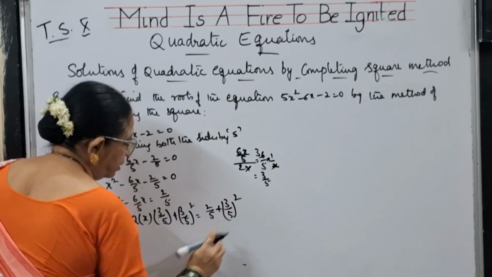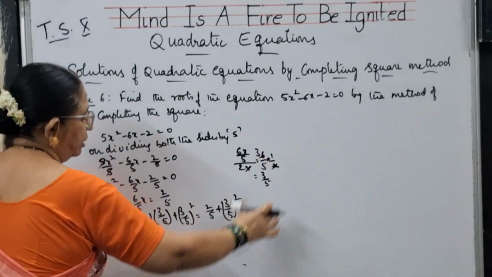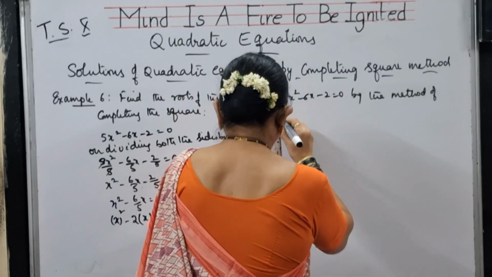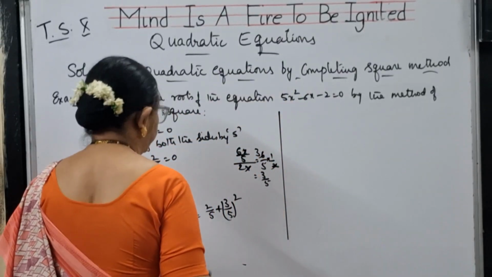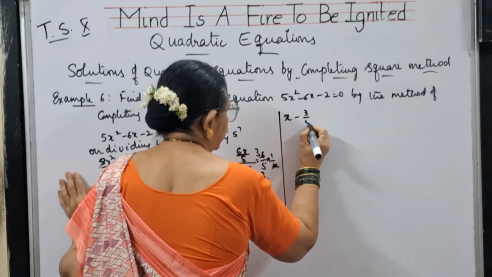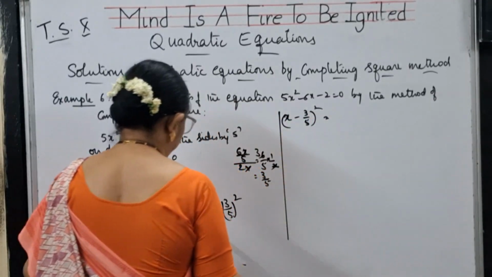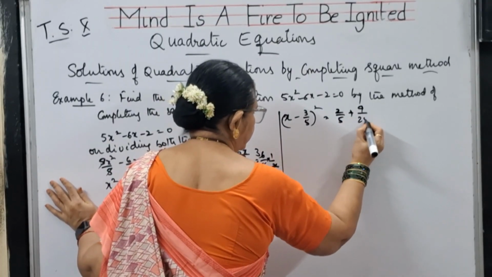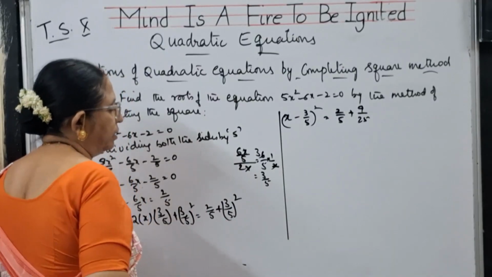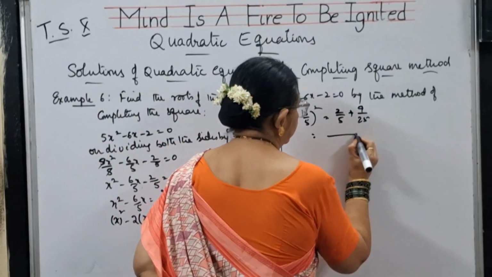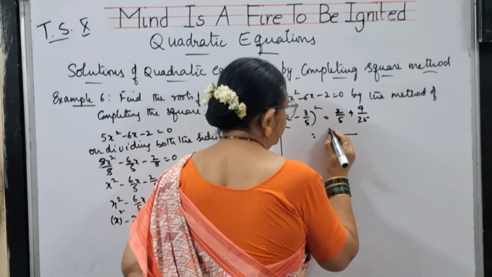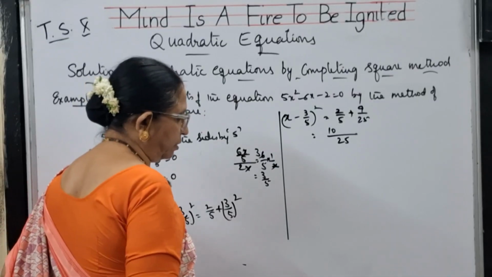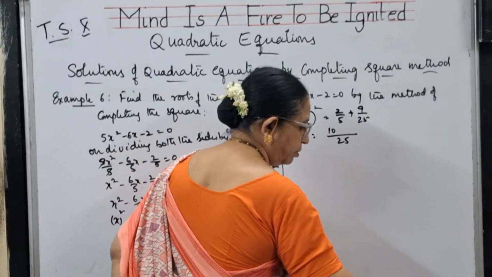I hope I am clear, children. Don't forget how it has to be done. Now let us see the next part of it. This can be written as x minus 3 by 5 whole square is equal to 2 by 5 plus 9 by 25. 3 square by 5 square, 9 by 25. That means here LCM 25, 5 5s are 25, 5 2s are 10, and here this is a minus 2 by 5, no, in the problem.